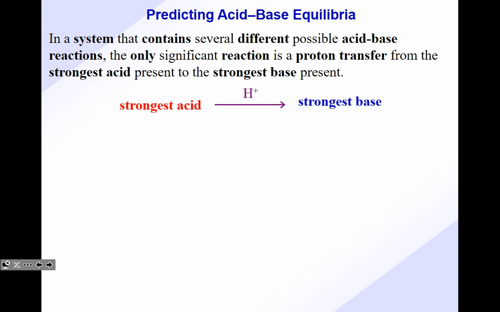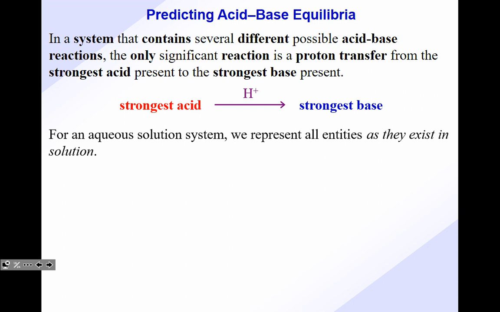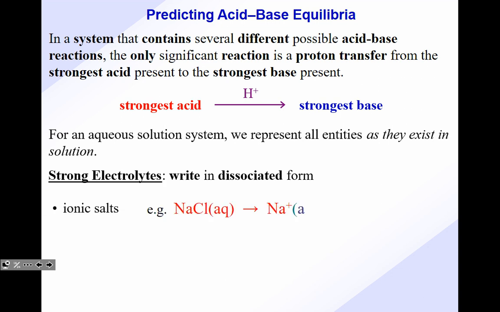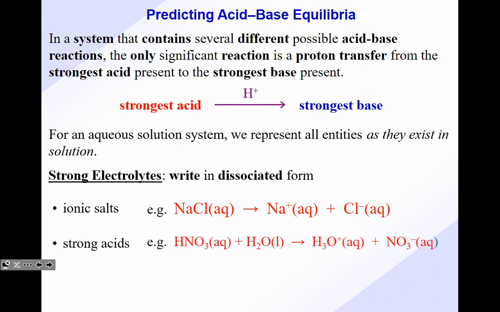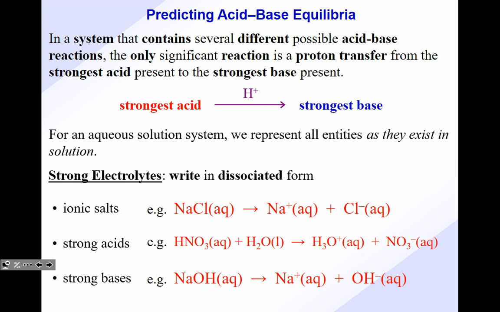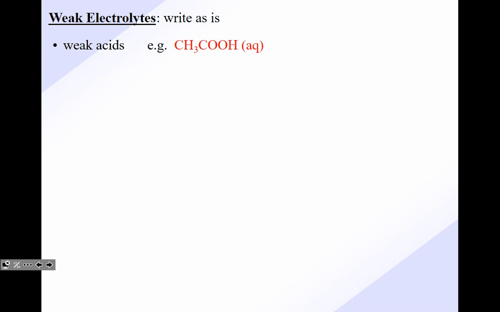So you're going to compare, and you're going to put together your strongest acid and your strongest base. For an aqueous solution system, we represent all entities as they exist in solution. So for strong electrolytes, we write in dissociated form. So what are strong electrolytes? Things like ionic solids, strong acids, and strong bases. And what we do for that is we write them in their dissociated form. However, weak electrolytes, we write as is, as they are. We don't break them down. We don't dissociate or ionize or anything like that.